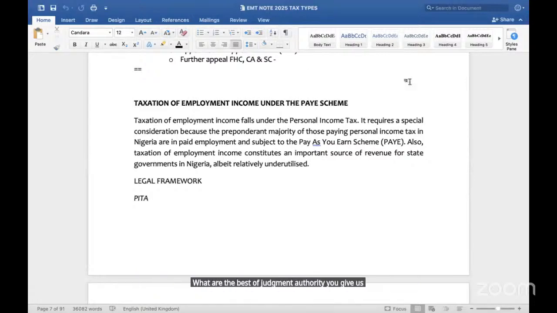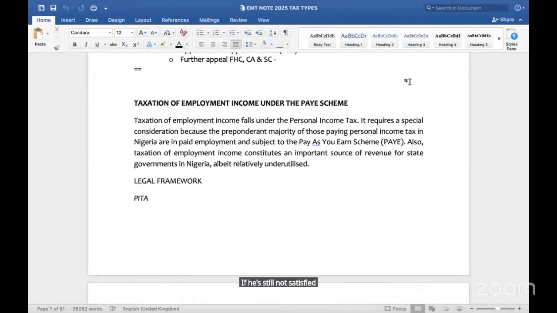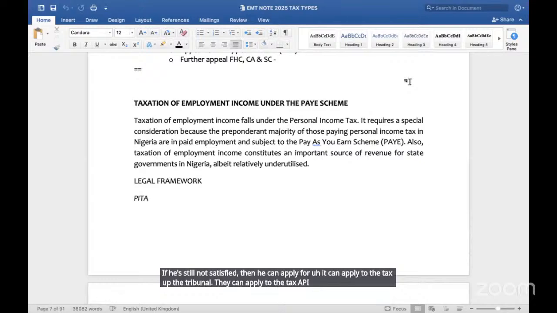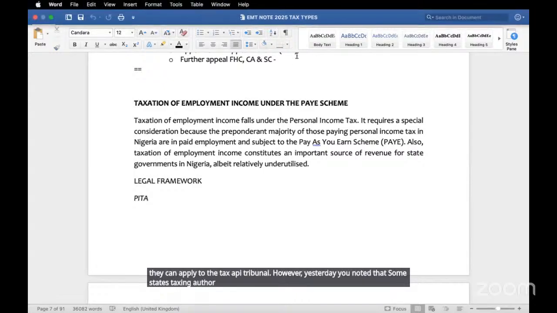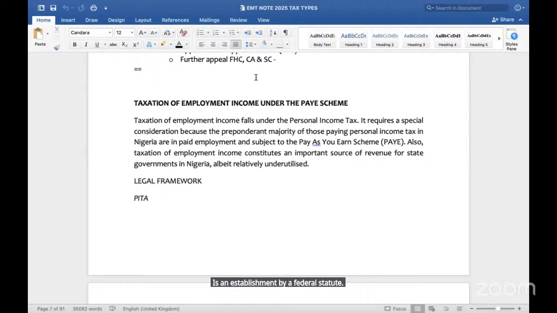you gave us LIRS versus outsourcing. So he has the power to object, and the tax authority will give him a review of why they are giving him such best of judgment. If he's still not satisfied, then he can apply to the tax appeal tribunal. However, yesterday you noted that some state taxing authorities have refused to subject to the tax appeal tribunal, because the tax appeal tribunal is an establishment by a federal statute, and they are state authority, which creates a discrepancy.